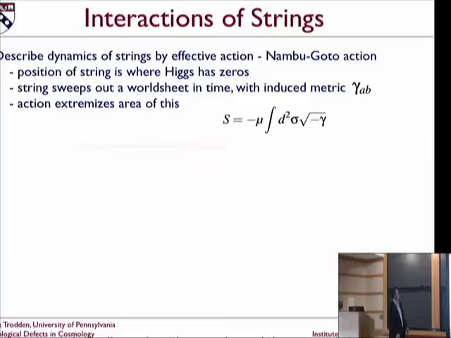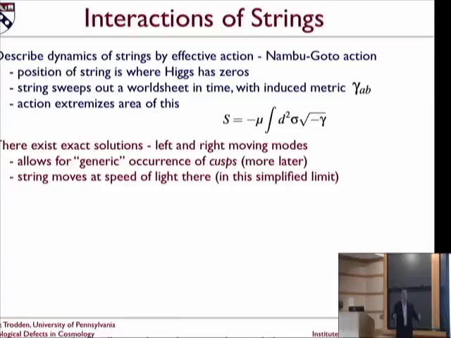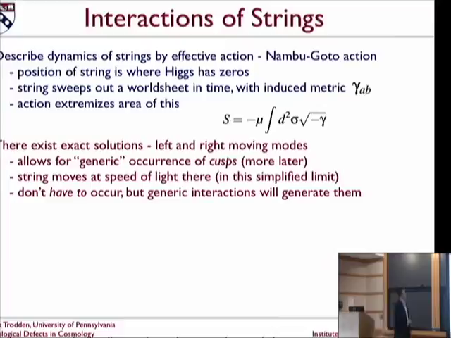So if you write this down, there are exact solutions to the equations of motion. There are left-moving and right-moving modes on the string. And it allows for the generic occurrence of what are called cusps, where the string will develop this kind of shape. And I'll come back to that in a moment. I just want to mention it here, but I'll mention it in more seriousness in a moment. And those are places that can be very important for the dynamics of the string. The string will move at the speed of light at these cusps. So I've got left and right moving modes on the string, waves, and generically they will form cusps as they interact. So these things don't have to occur, but generic interactions will generate them.